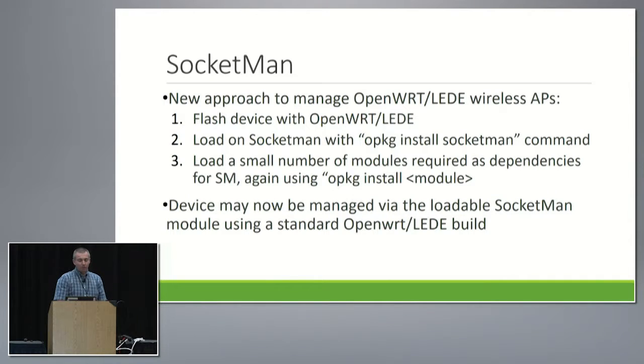So now, because they've got SocketMan, the good news is they can just take a standard OpenWRT flash image and load it onto the access point. They can just load on the SocketMan binary, which they'll make available. We'll have to make a few different binaries available for the different architectures, but it's a very small number. Just load it on with the OPKG install command, load on a few binaries, and then the access point will find its way back to a management platform and just be managed by CT.